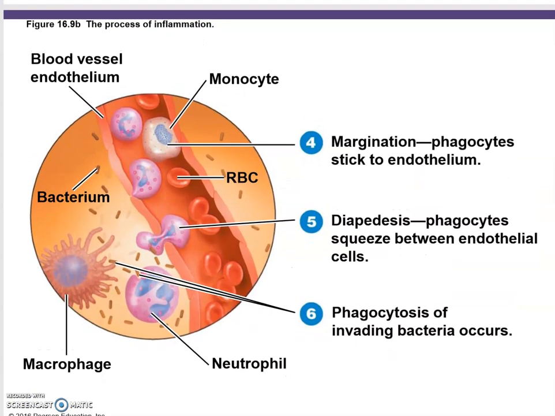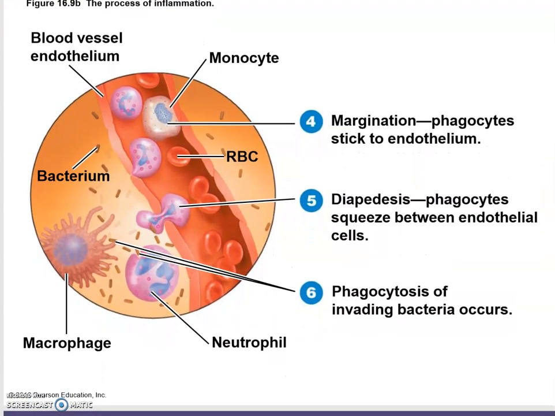So here is the process of margination and then diapedesis. Margination, the phagocytes, they will stick to the blood vessel endothelium, and that's happening right here. So this monocyte is sticking here to this blood vessel wall. And then we have diapedesis. Now this white blood cell is squeezing between two endothelial cells, squeezing through here to migrate into the area of need. And then phagocytosis happens, where the invading bacteria are being eaten up by the white blood cells, by the phagocytes.